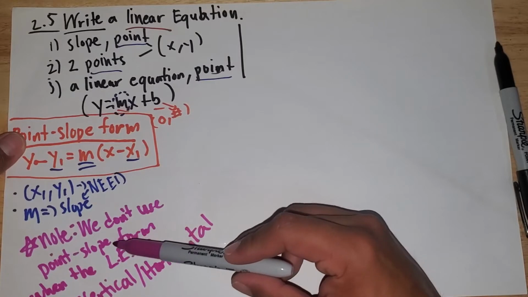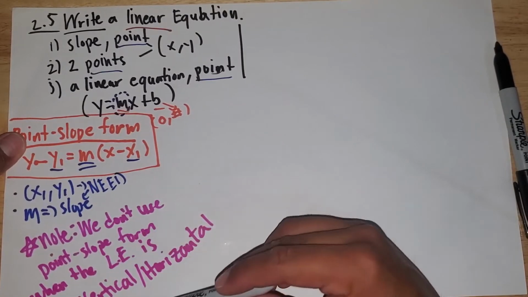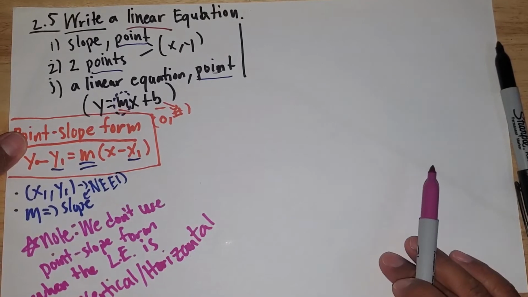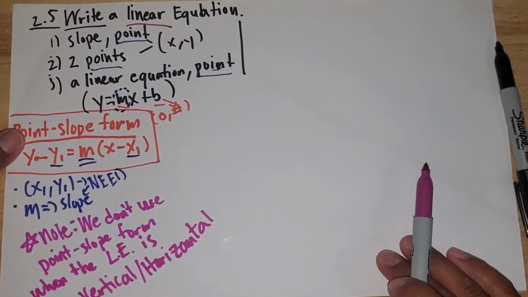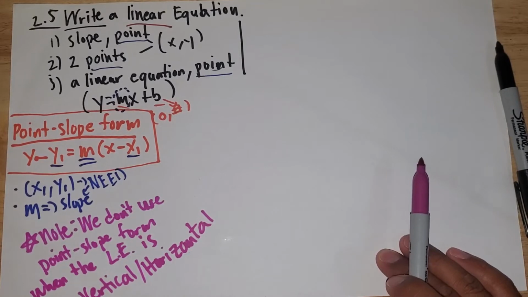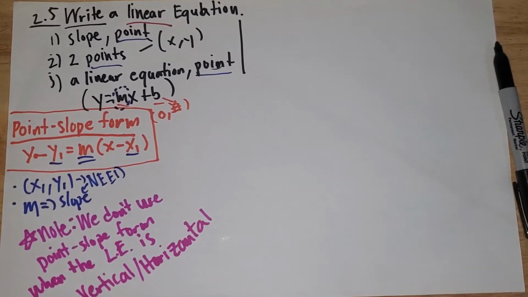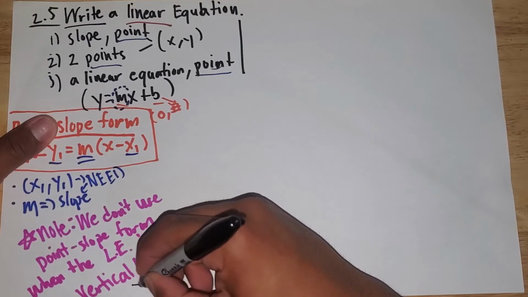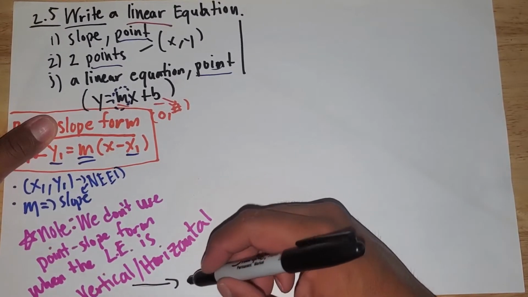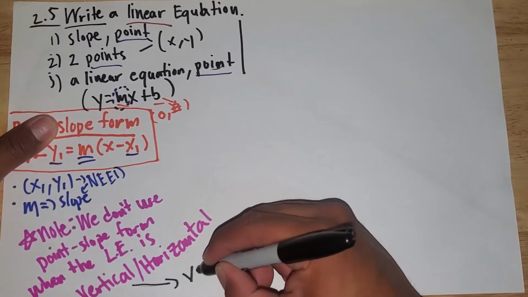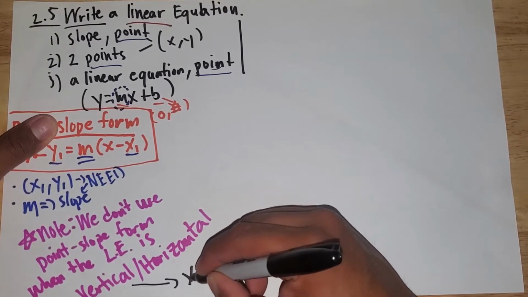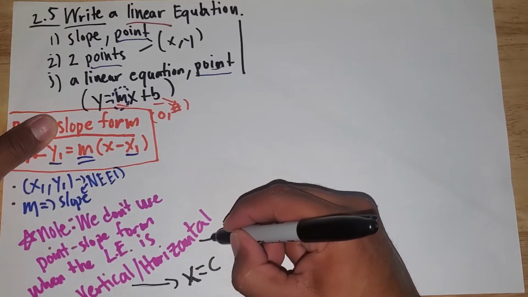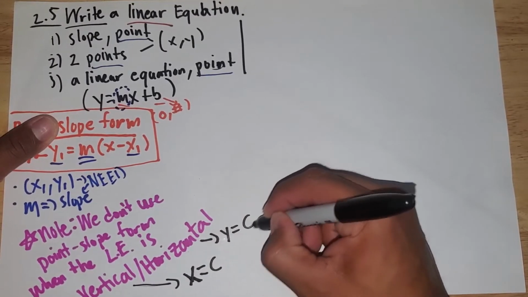We do not use the point slope form when the linear equation is vertical or horizontal. The reason why is because whenever you're looking at a horizontal or vertical line, remember, I should have closed the cap. All vertical lines are when x is equal to a constant. All horizontal lines are when y is equal to a constant.